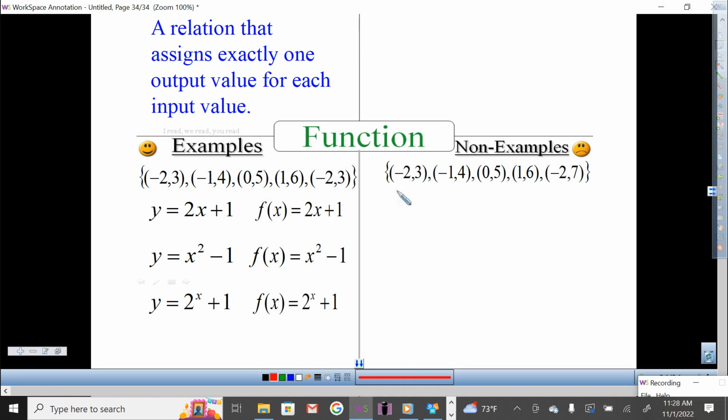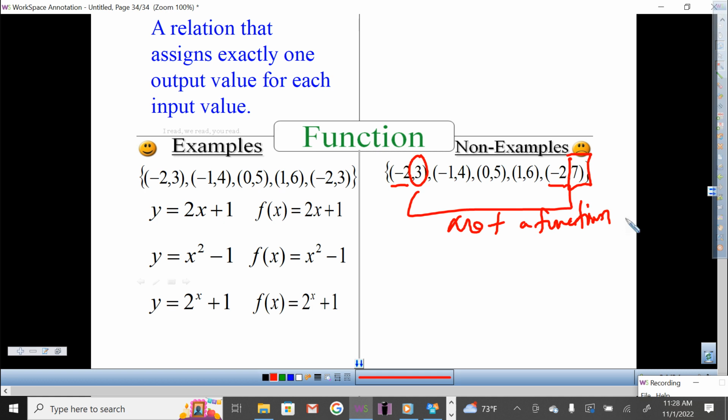Because of the -2. What about it? Its y is different. Over here we start with a 3, and then we end up with a 7. That's why this is not a function. That is correct. Hands up, you saw that? Once again, whenever you see an x value that repeats later on, its y value has to be the same. If not, it's not a function.